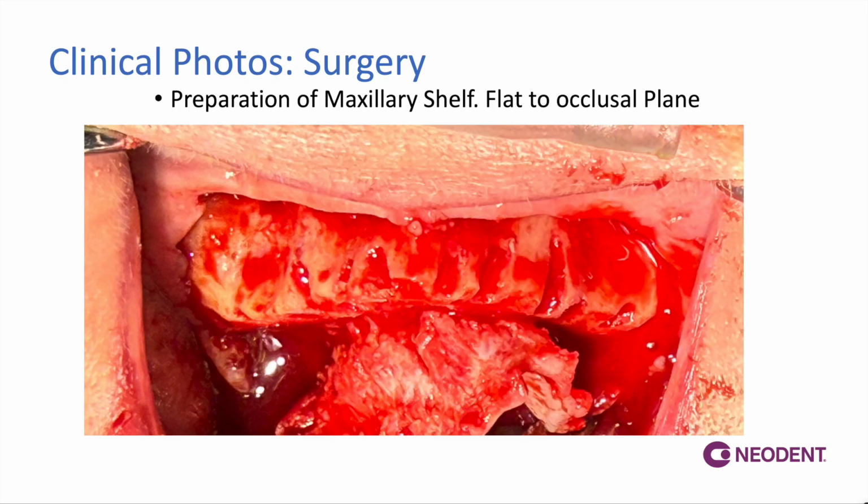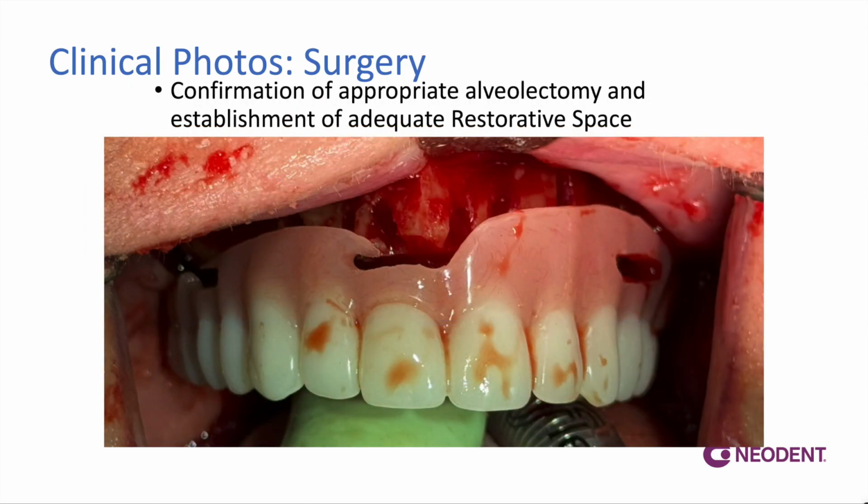So once the teeth are all removed atraumatically, we then begin to perform our alveolectomy. We want to prepare the maxillary shelf, and we want that really flat to the occlusal plane. And as you can see, we've done that. The next very important thing that we do is we want to confirm that we have achieved an appropriate alveolectomy and that we have an adequate amount of restorative space.